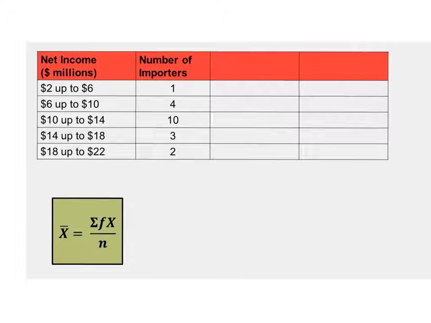Our first step in finding the mean of group data is to add a new column, and in this new column, it's going to be our midpoint. And we're going to call that X. So our midpoint is the middle of the classes.